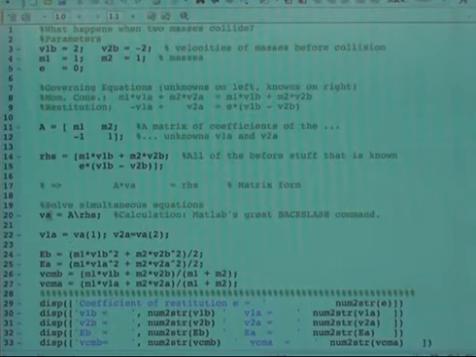Now what's the answer? It's a list of two numbers. We can take the first number and call it V1 after, the second number and call it V2 after, and then we can calculate a bunch of stuff. Like we can calculate the kinetic energy before, the kinetic energy after, the velocity of the center of mass before, the velocity of the center of mass after, and then we can print out all this stuff.